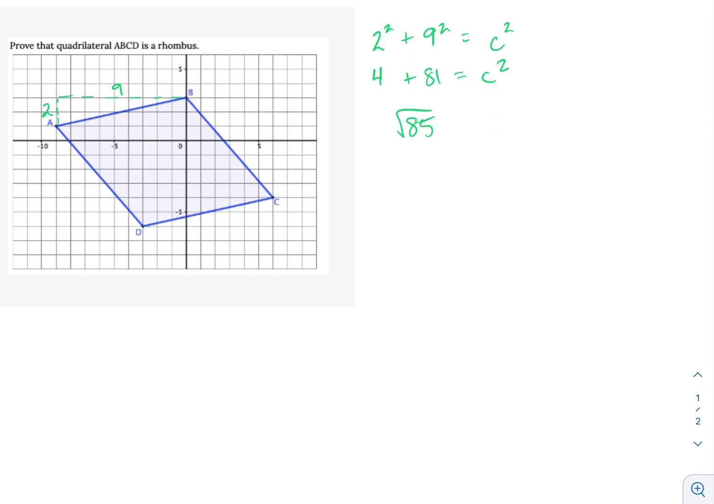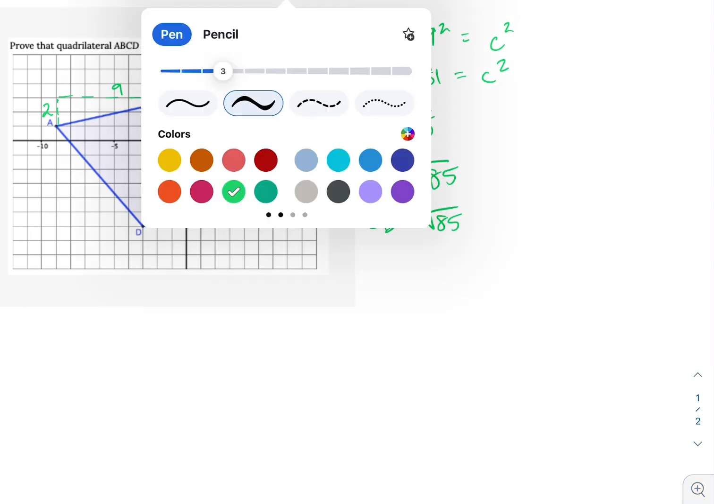So that means this length for AB is radical 85. And I can see that DC is also 9 by 2. So radical 85 is the length of AB and of CD. So I'm going to write that here: AB equals radical 85 and CD equals radical 85. All right, let's focus on the other pair of side lengths.